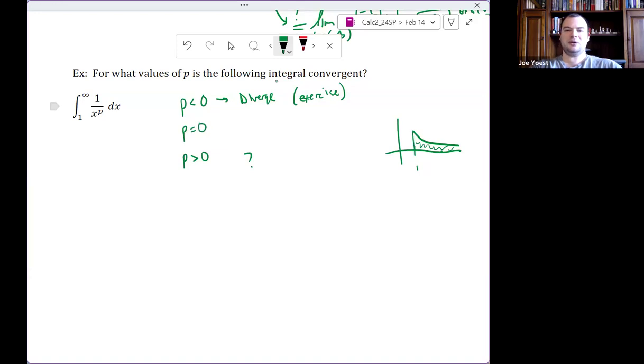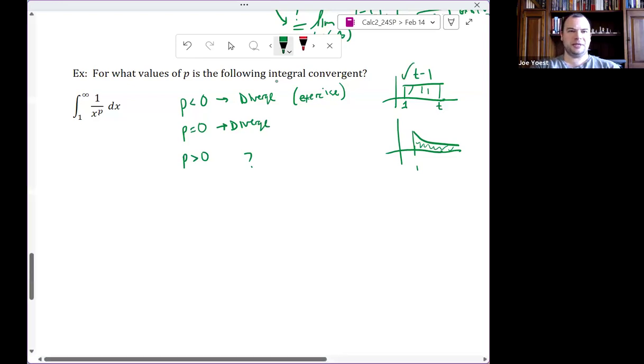And then what about p equals 0? Well, that's just like the integral of 1 dx from 1 to infinity. And we can pretty clearly see that from 1 to t, this is going to be area t minus 1. As t goes to infinity, this area goes to infinity. So I think this is probably clear enough to explain why p equals 0 has to diverge. I'll leave p less than 0 as an exercise.